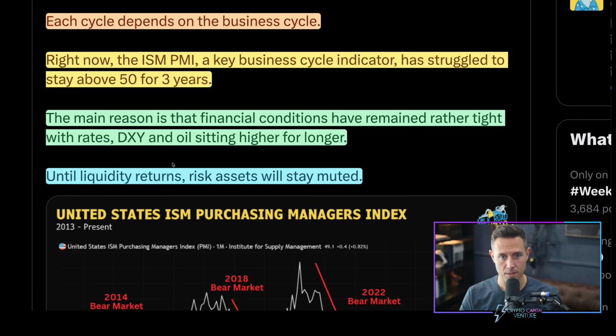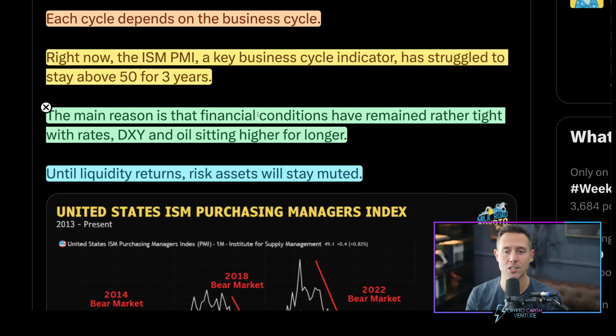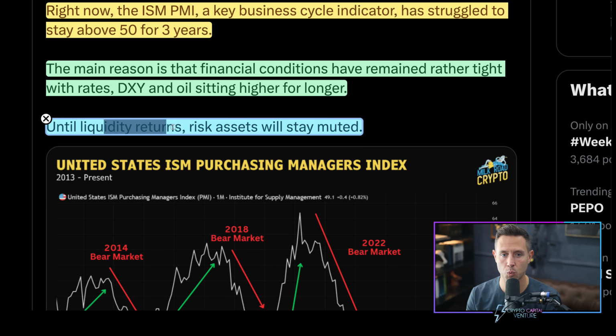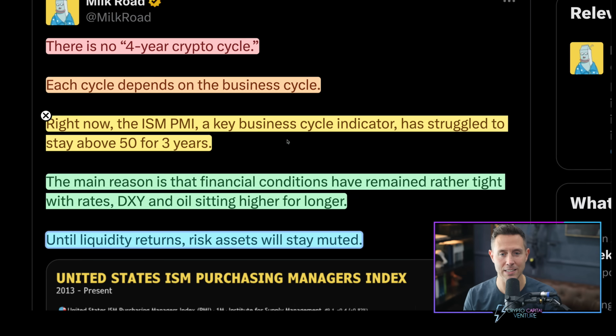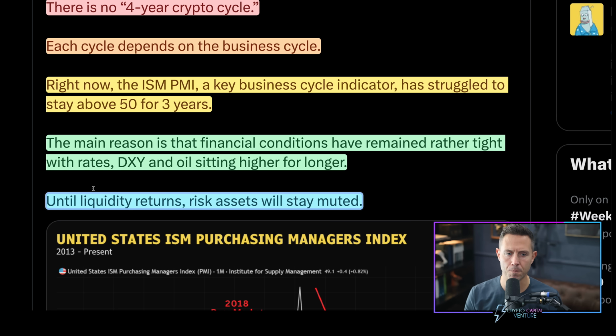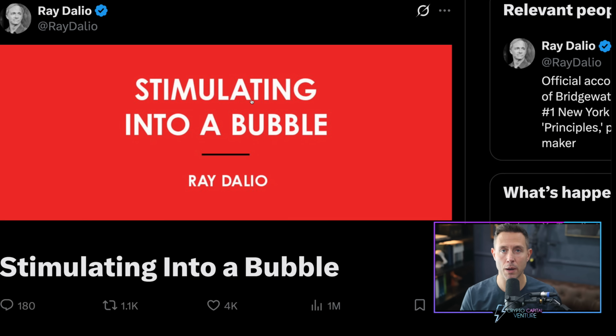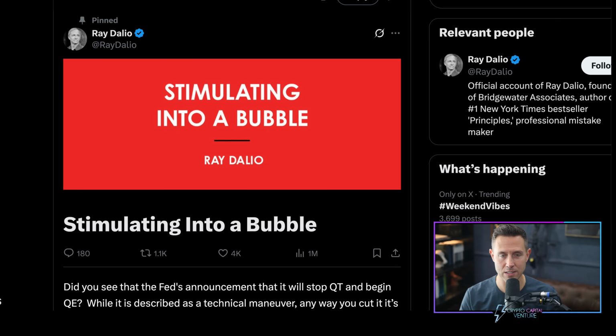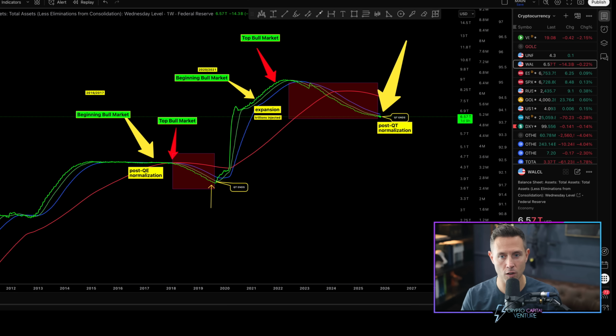The post goes on. The main reason is that financial conditions have remained rather tight, with rates, the US dollar currency index, and oil sitting higher for longer. Until liquidity returns, risk assets will stay muted. And this is precisely what has happened. But until liquidity returns, and I'm not saying it's returning tomorrow, everybody, but stimulating into a bubble, this is what is getting ready to happen. This is what I've been discussing in all of my videos: quantitative tightening coming to an end in December.